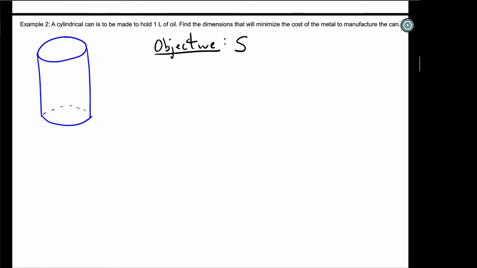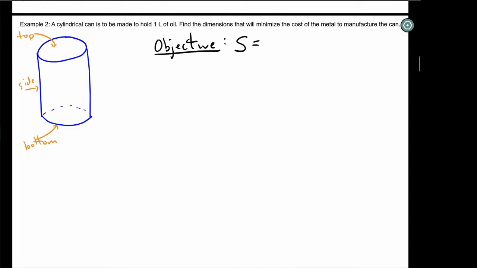Now, when we're finding the surface area of this thing, remember that there's really 3 pieces to this. We have the top, the side, and the bottom. Some optimization problems will specify a box with no top or a can with no top or something like that. But in this case, nothing of that sort is specified, so we're going to assume it has all 3 pieces.